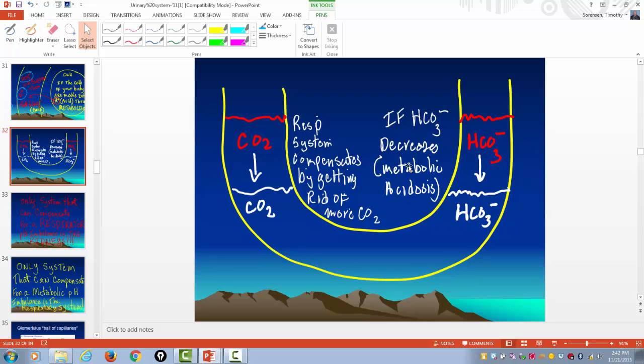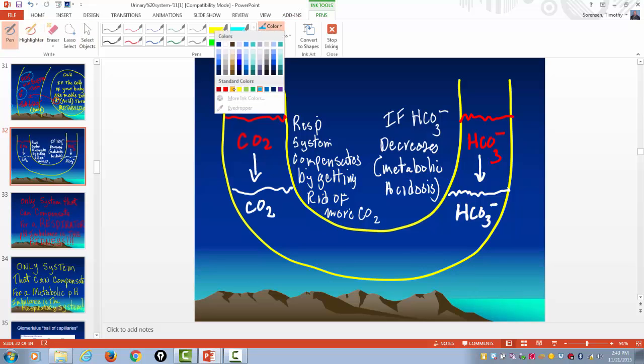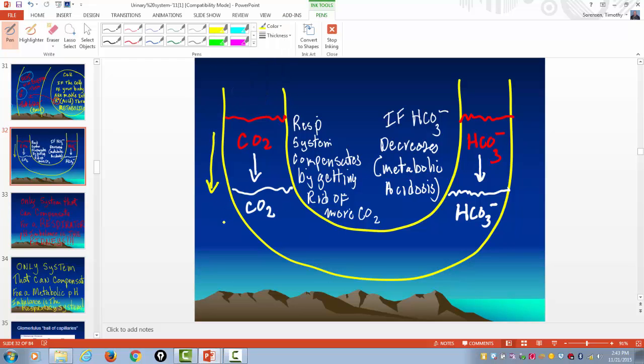And the only system that can compensate for a metabolic acidosis is the respiratory system. So here are the normal levels of PCO2 and bicarbonate. If the cells through metabolism start making extra hydrogen ions and dumping them into the blood, that's going to decrease your bicarbonate. But you want to maintain the pH of the blood. So what is the respiratory system going to do? The respiratory system, if it's compensating, is going to decrease PCO2.